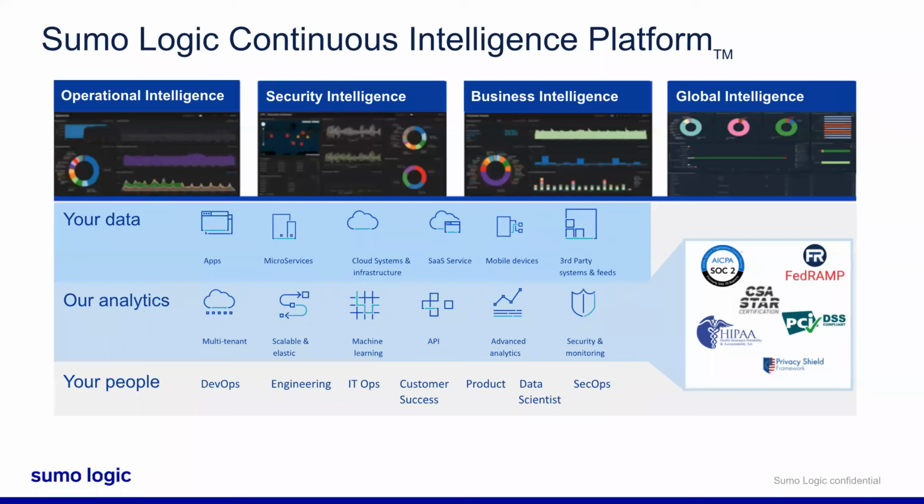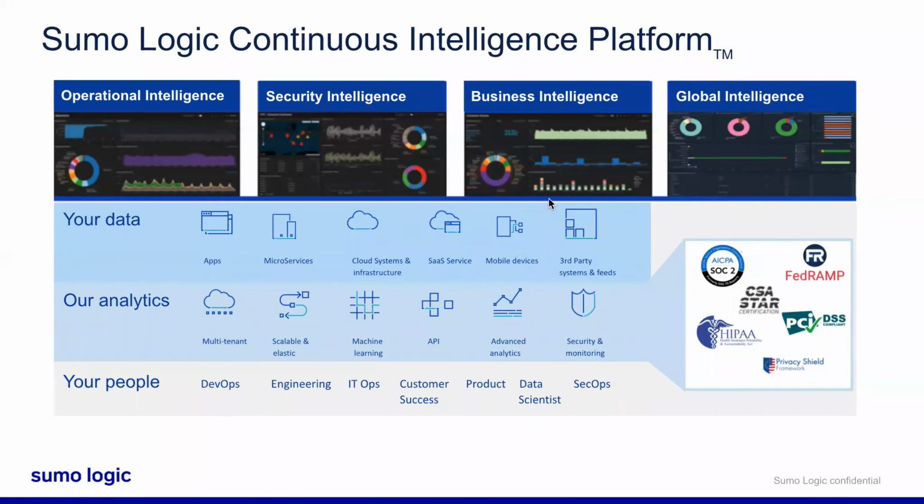So digital transformation requires continuous intelligence, and businesses are leveraging a new category of software called continuous intelligence, which is real-time analytics and insights from a single cloud-native platform across multiple use cases to speed decision-making and drive world-class customer experiences. So using our analytics across your operations, security, business, and global intelligence data provides you that continuous awareness to impact your results.